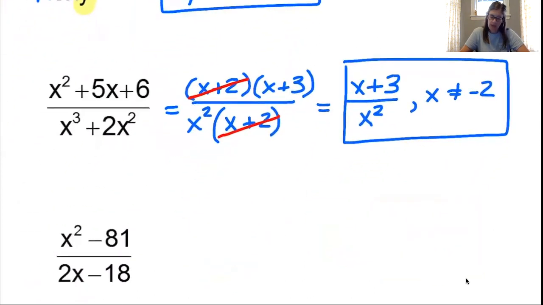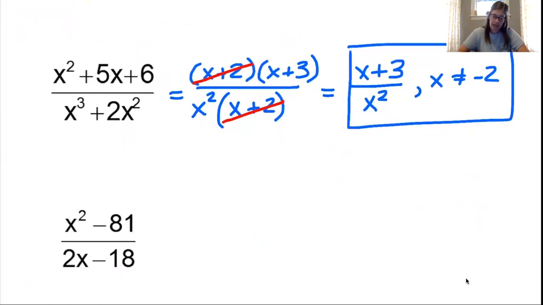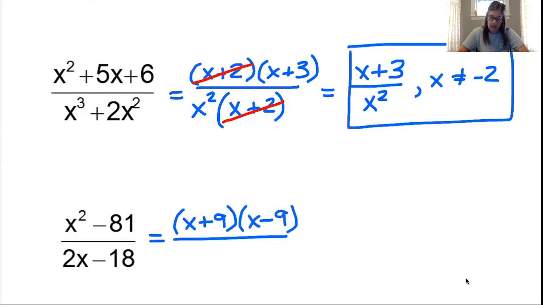And then one other one really quickly, just to review some factoring, x squared minus 81. Be on the lookout for factorings like this. This is a difference of perfect squares. So that factors to be x plus 9, x minus 9. In your denominator, 2x minus 18. That's another greatest common factor. They both have a factor of 2. So then I'm left with 2 times x minus 9. I can cancel the x minus 9s. Okay, nothing else will cancel. So my simplified form is x plus 9 over 2.